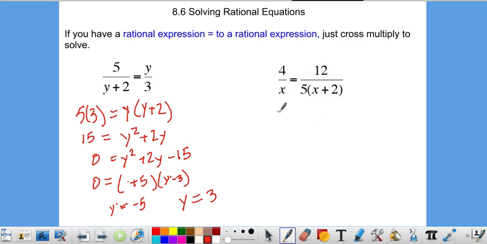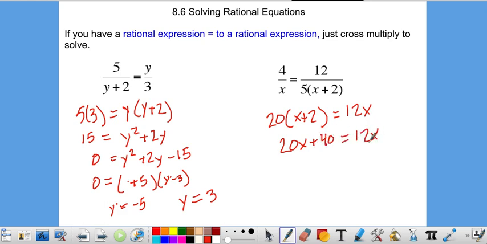For something like this, you play the same game, 4 times 5 times x plus 2. I'm just going to jump right to 20 times x plus 2 equals 12x. So 20x plus 40 equals 12x. Subtracting 20x, 40 is equal to negative 8x. So x is negative 5. And if you were to plug in negative 5, you'd get that both of those things are the same thing. So yes, it's a little bit of work, but these kind of look easy. It's just a fraction equal to a fraction, so we get to cross multiply and solve.